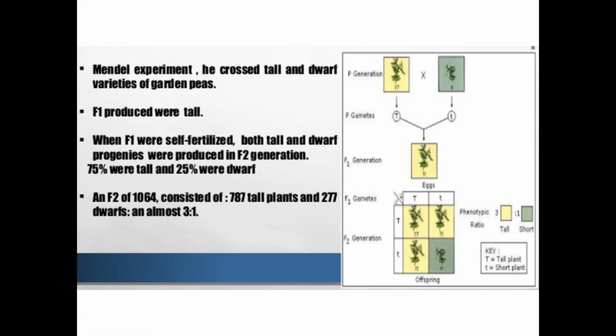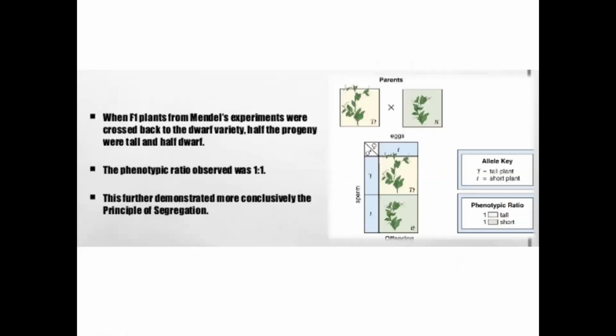Phenotypic means the character which you can visually see. You can see visually the tall trees. Not three tall trees, but 75% are tall trees. Okay. Now these numbers are there because he considered many plants together, and only then did he conclude this law. Okay. Now this explains the law of segregation.